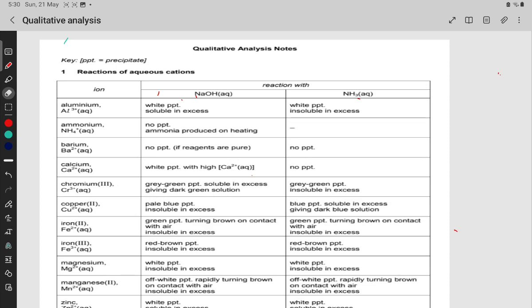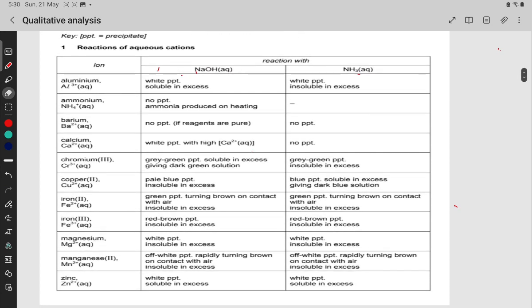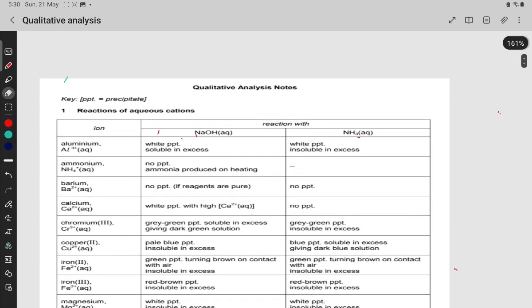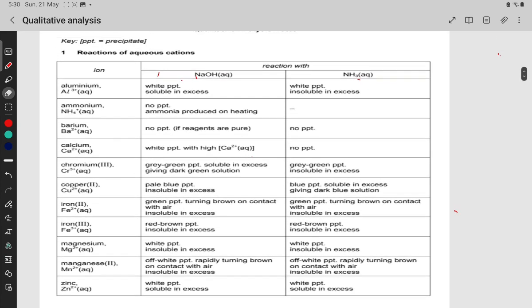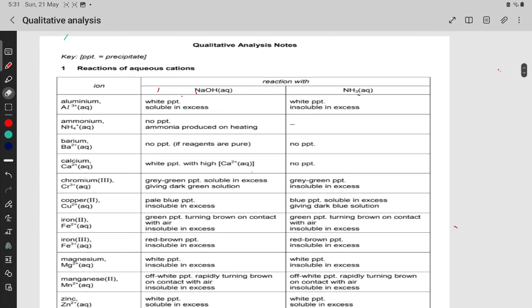Today I will discuss the qualitative analysis of P3 question paper 3. You know that qualitative analysis is the process in which you identify the cations and anions present in the salt solution. So we have cations and anions in the given solutions, and these are the cation and anion tests, and their observations are given at the end of the paper.